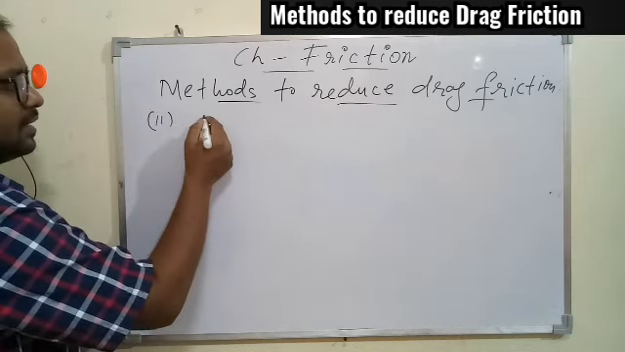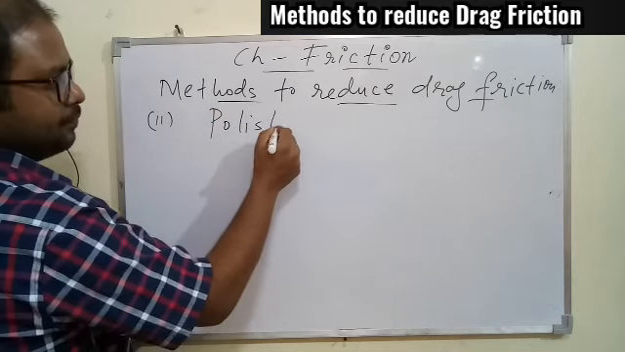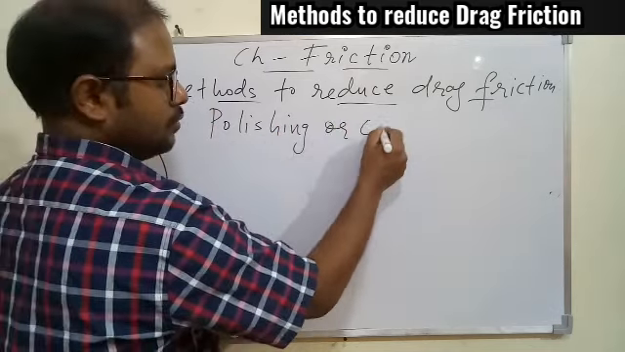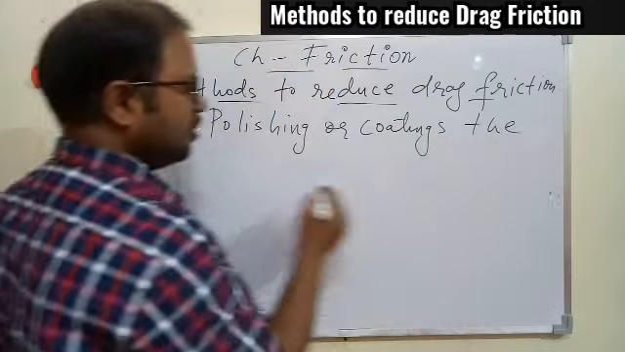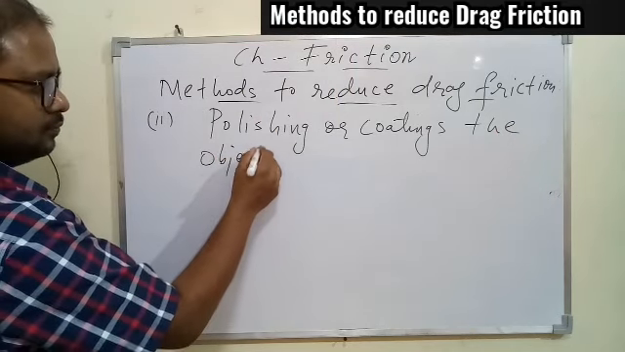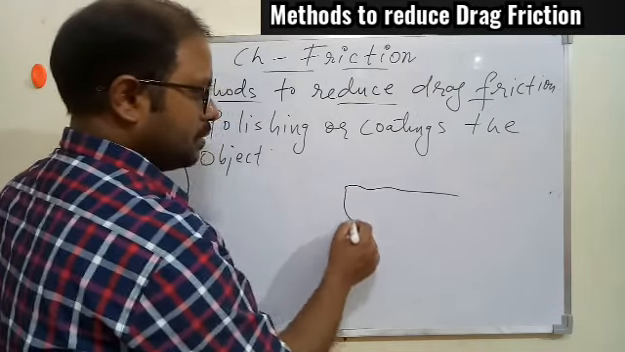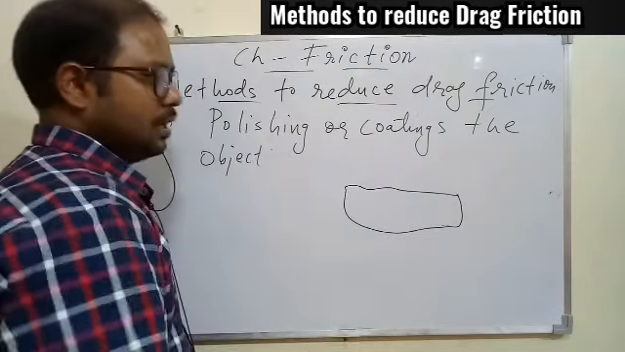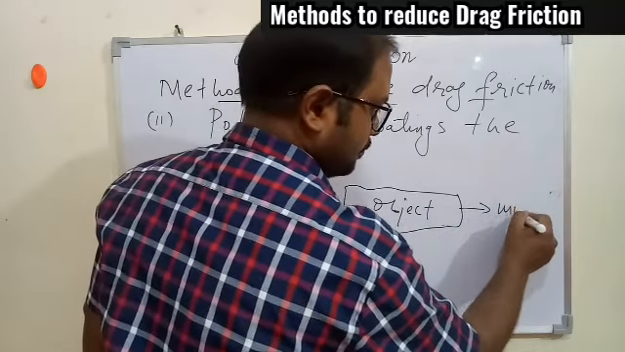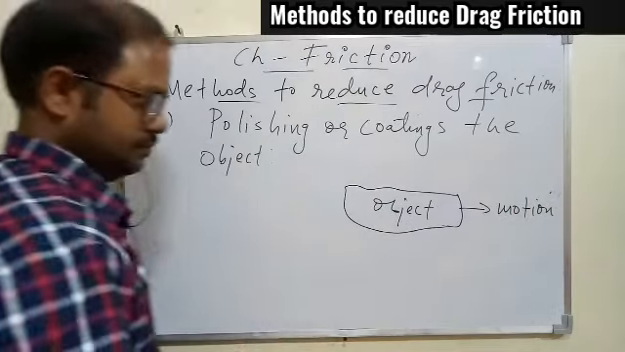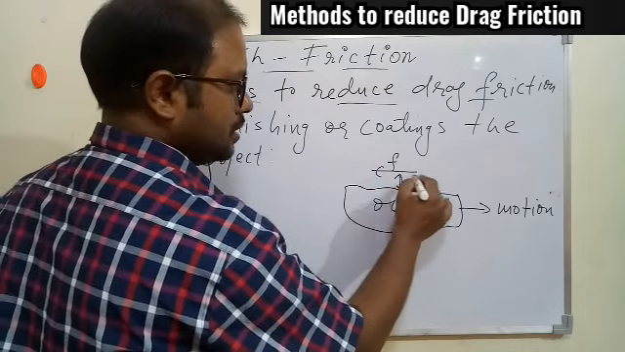Second, we can say polishing or coating the object. We understood in the previous class, if any object tries to move in a fluid, it will get the drag, and if you remember the concept of skin drag.